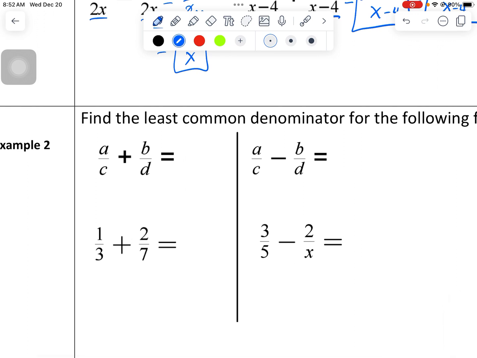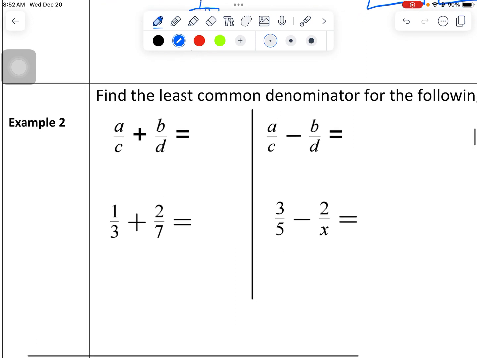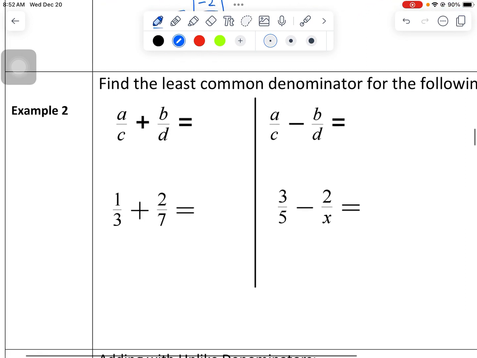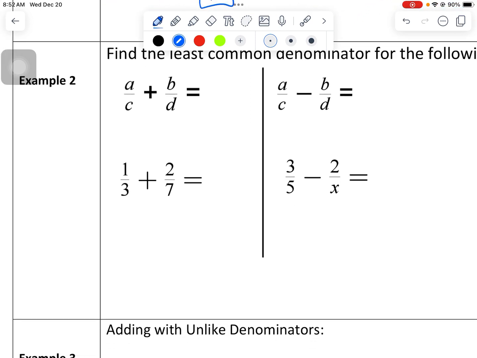Now the hard part is when you add fractions that don't have a common denominator. So I'm going to do the number part first, then I'll come back to the variable example. So if we wanted to add 1/3 and 2/7, we need to think of the lowest common denominator between 3 and 7. And for this one, that would be 21.